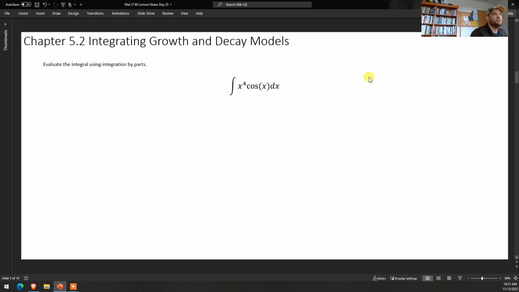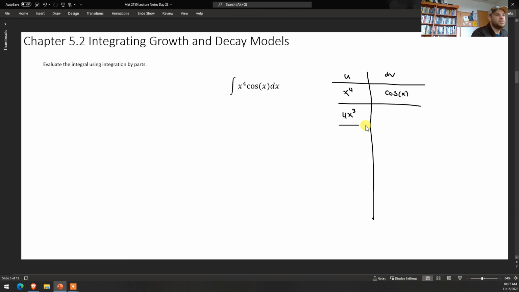Let's try one more example here. Using our chart method, on the left, let's pick u is x to the 4th. On the right side, let's pick dv is equal to cosine x. Now we can compute the derivatives down the left-hand side until we get to 0. 4x cubed, 12x squared, 24x, 24, and 0.